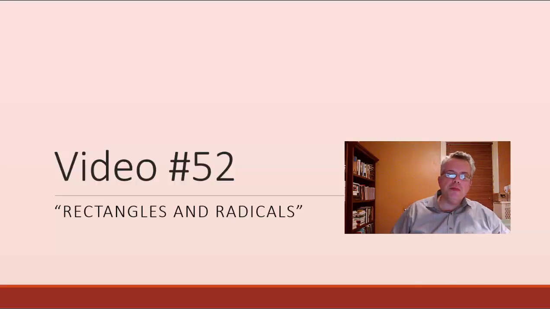Hello there, this is Mr. Miller. Welcome to video number 52. This is called Rectangles and Radicals. We're going to apply what we know about square roots to find the perimeter and area of rectangles whose sides have square roots. Alright, let's do it.